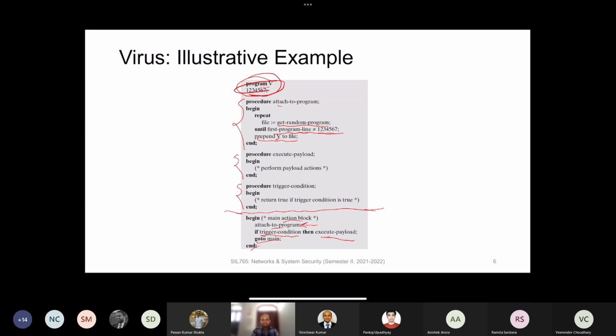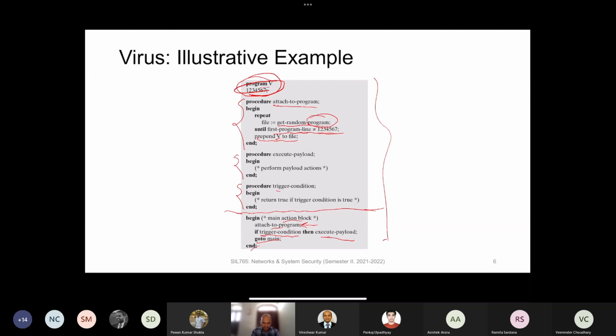Okay, so you first get access to a new program, and then you check whether this program has been infected or not. If it has been infected, great. If it has not been infected, then you go ahead and infect it. You prepend this whole program to that victim program. So that is what is being done in the attach to program.